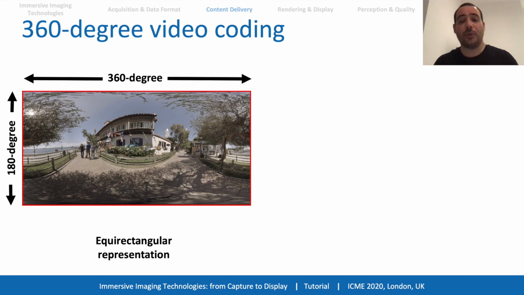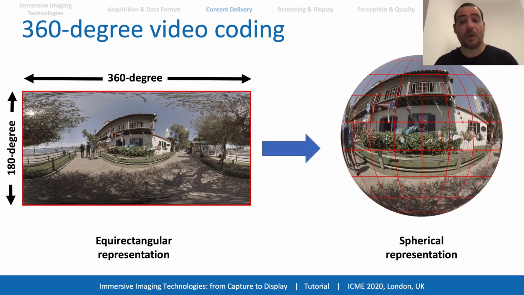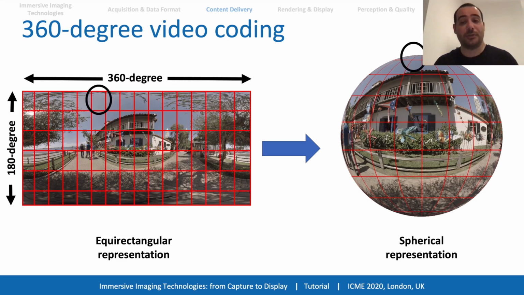360-degree videos are usually stored with a rectangular representation. However, 360-degree videos are captured and viewed as a spherical representation. This representation has some distortion in the pole regions of the sphere. Also, this area contains redundant pixels, and we need to exploit redundant pixels in video coding.